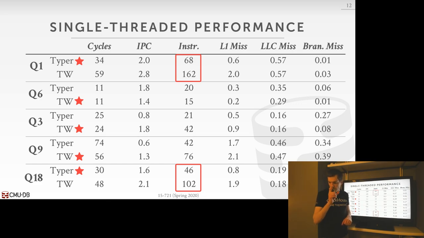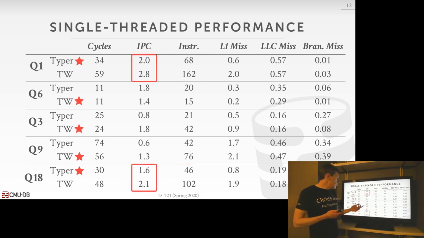So Hyper is getting better performance for the fixed point arithmetic and it has a higher utilization of in-cache aggregation. Therefore, because it doesn't have to materialize any of the values as it's going along, where Vectorwise does, it ends up executing many fewer instructions.